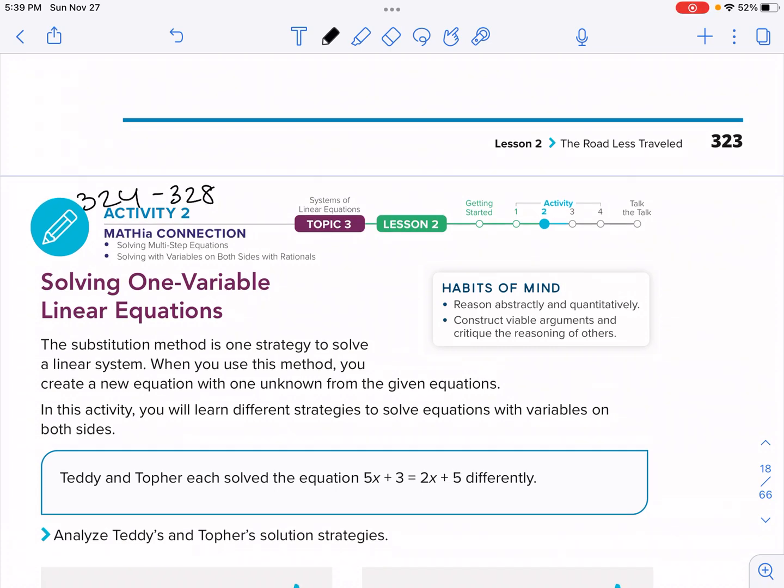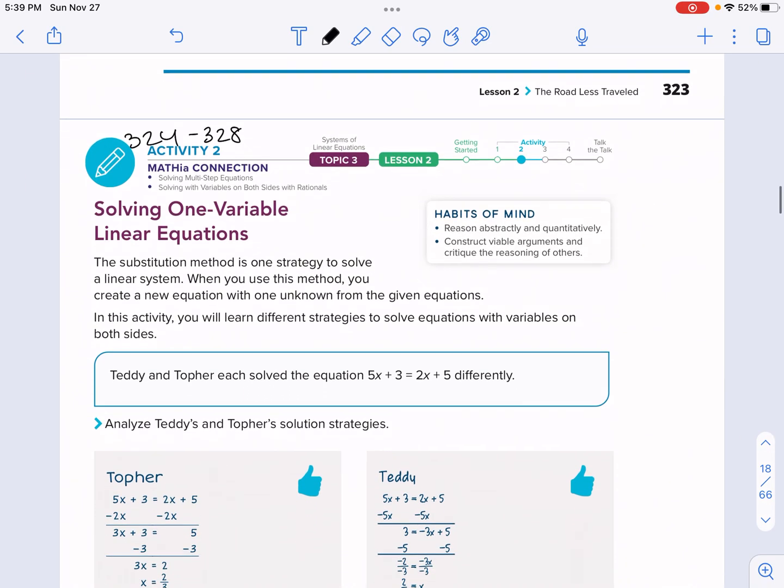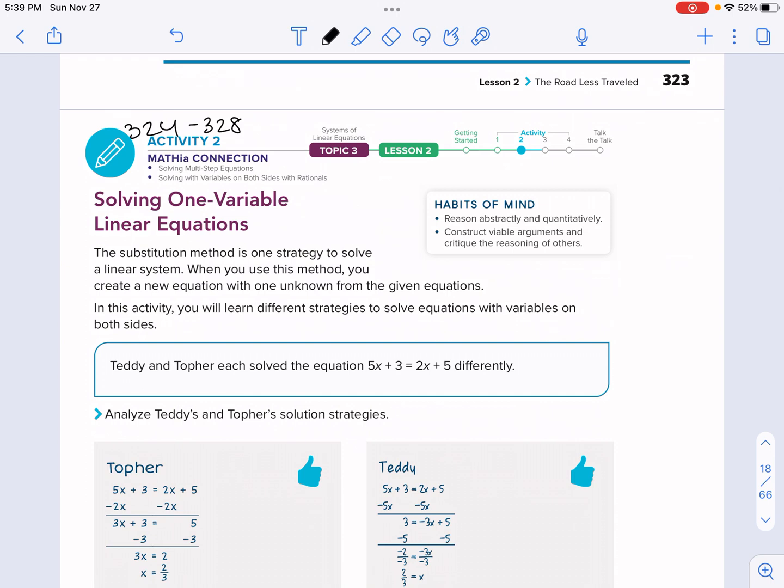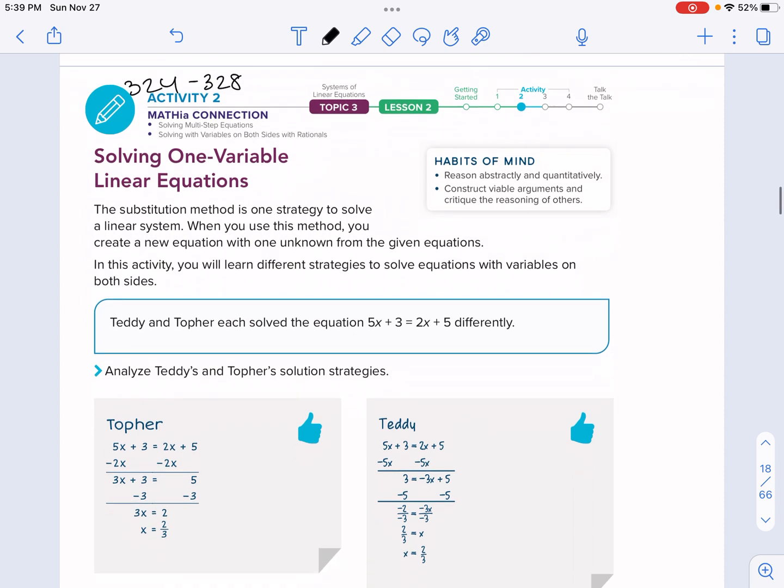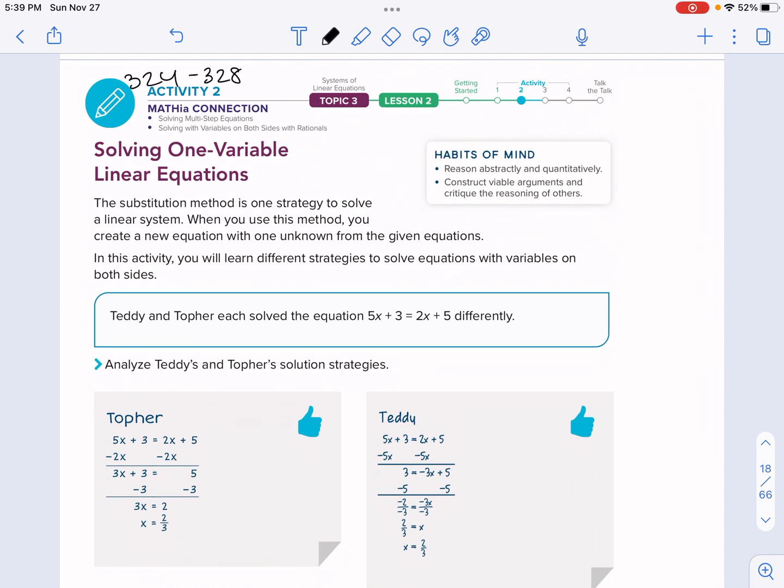All right, so we're on page 324. We're going to be going through activity 2 and 3, which are solving multi-step equations, continuing from activity 1 on the last video. So it says the substitution method is one strategy to solve a system. When you use this method, you create a new equation with one unknown from the given, and typically we have two equations. In this activity, you'll learn different strategies to solve equations with variables on both sides.